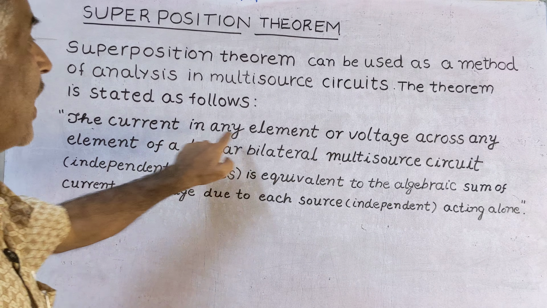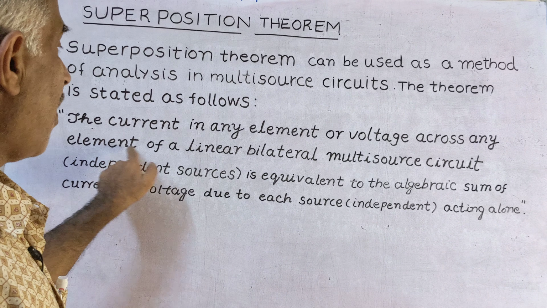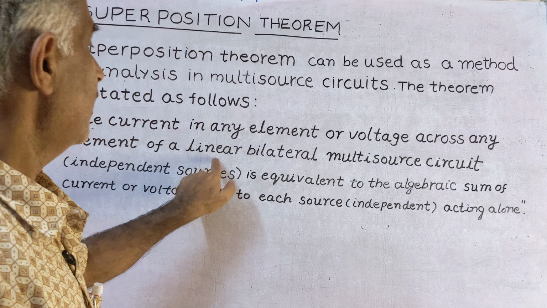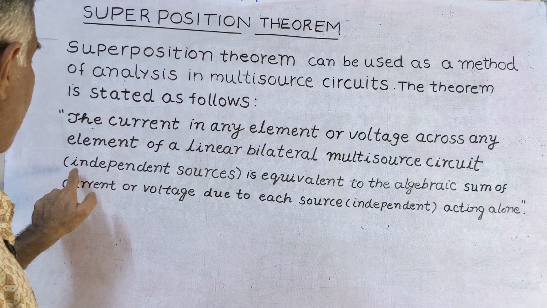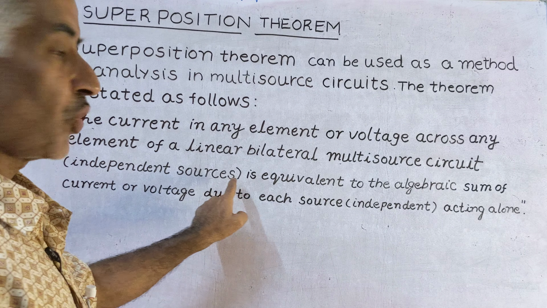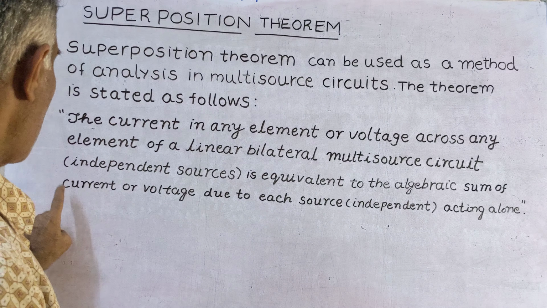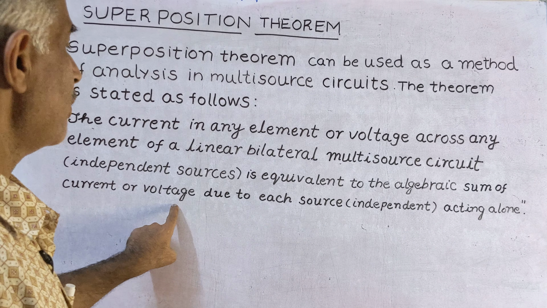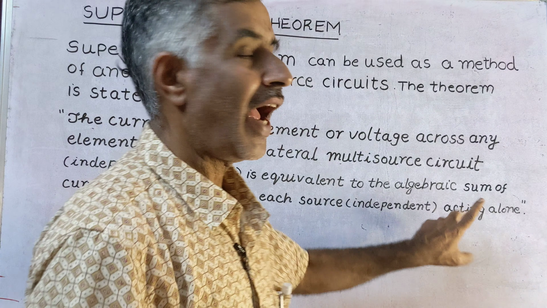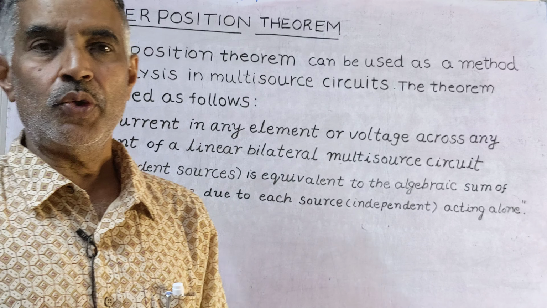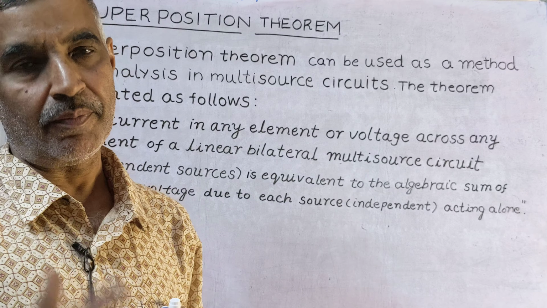The current in any element or voltage across any element of a linear bilateral multi-source circuit (independent sources) is equivalent to the algebraic sum of the current or voltage due to each source, independently acting alone. That means you can calculate current or voltage by considering one source at a time.